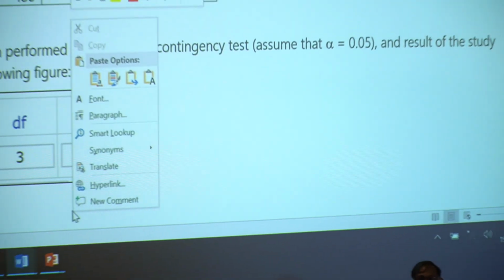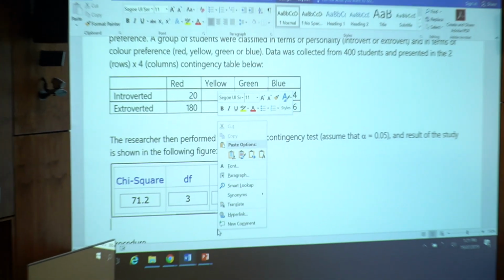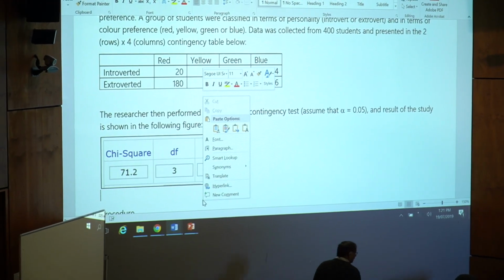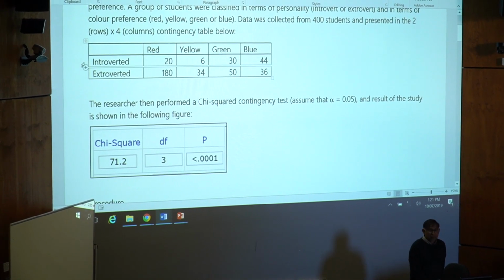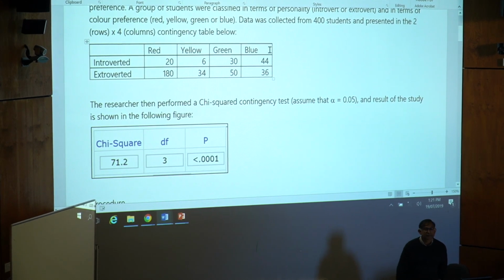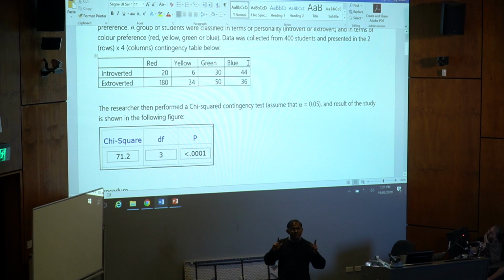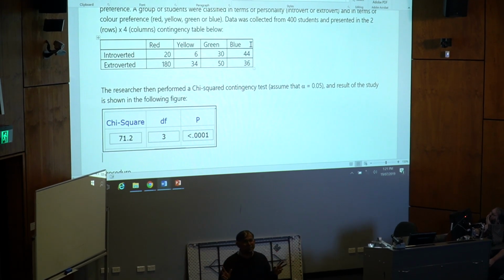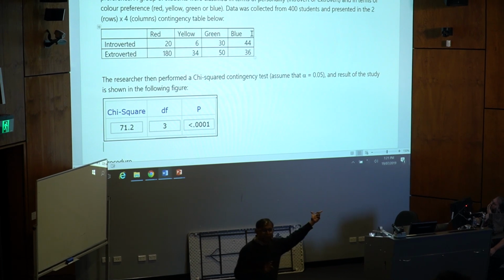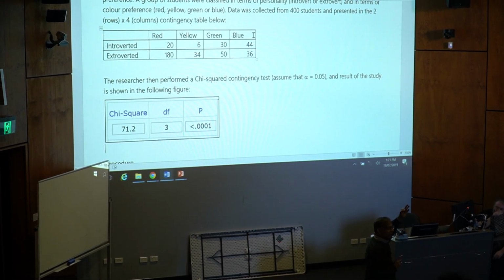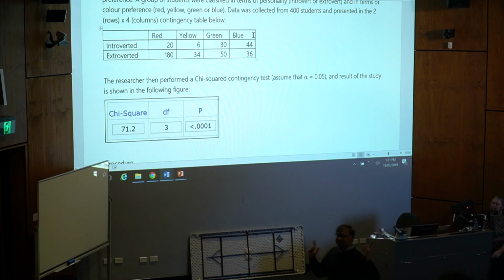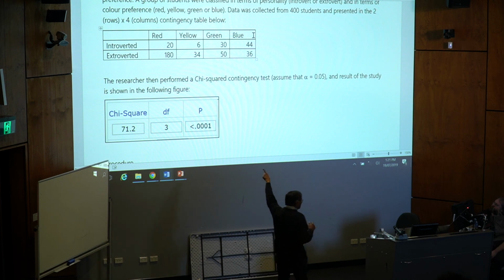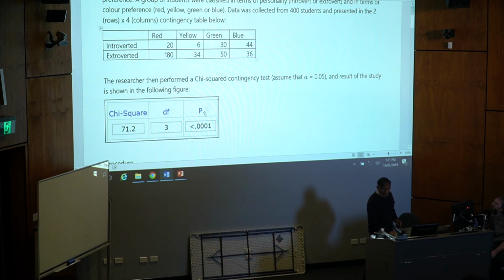This is a chi-squared test. In this chi-squared test, a psychologist is looking at the relationship between personality, introverted or extroverted, and color preference. Notice that both the independent and dependent variables are qualitative data. So introverted or extroverted personality types, and then color preference, we've got 4 colors there. They're all qualitative data. So for qualitative data, we use what type of test? Chi-squared. Thank you.